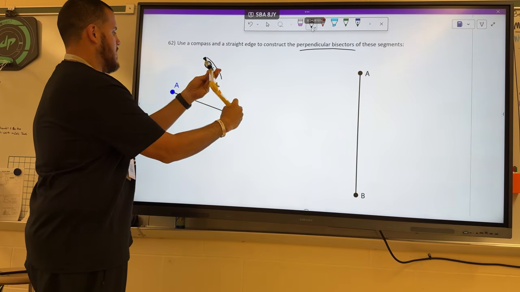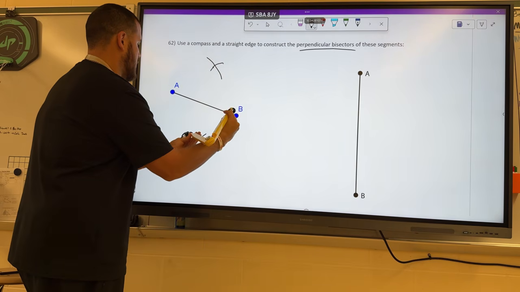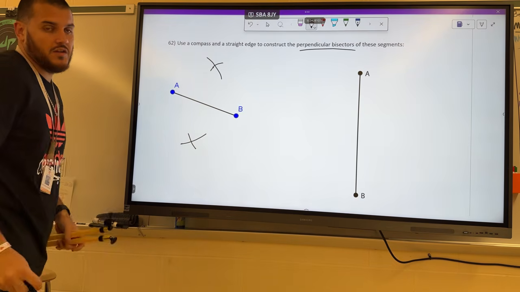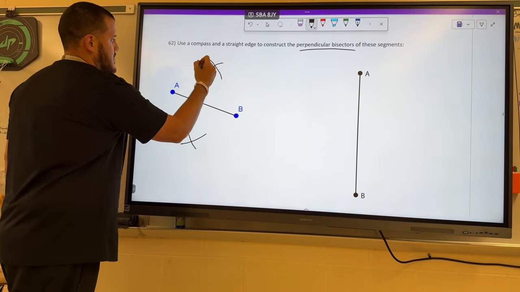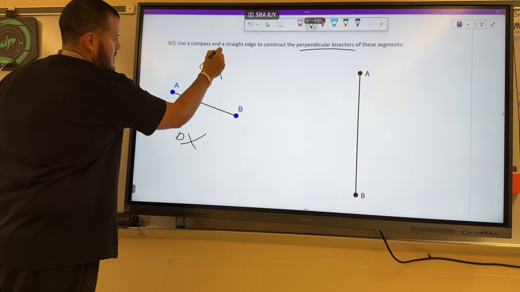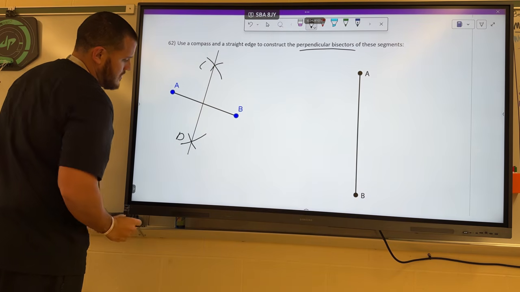So again, we're making an arc here above our segment, and we're making an arc below our segment. Then to create and finish this perpendicular bisector, we would just connect those intersections. If we need to, we can label intersection C, intersection D, and we would just have a segment connecting those intersections. It should be about there.